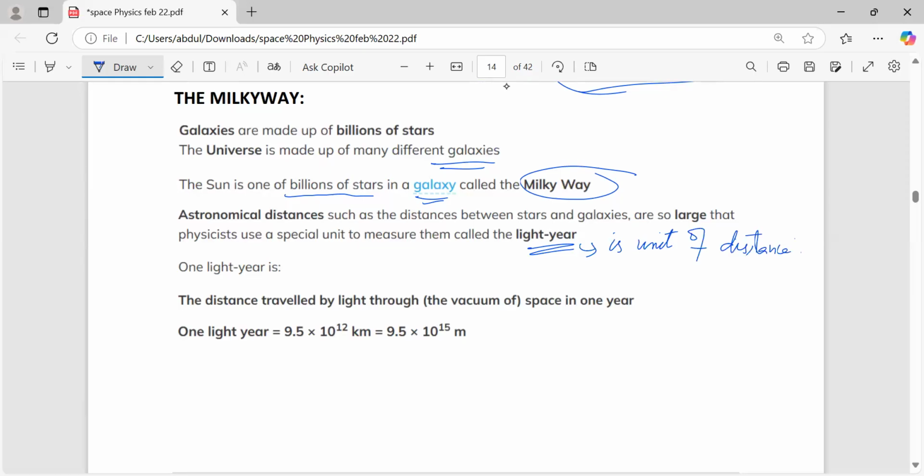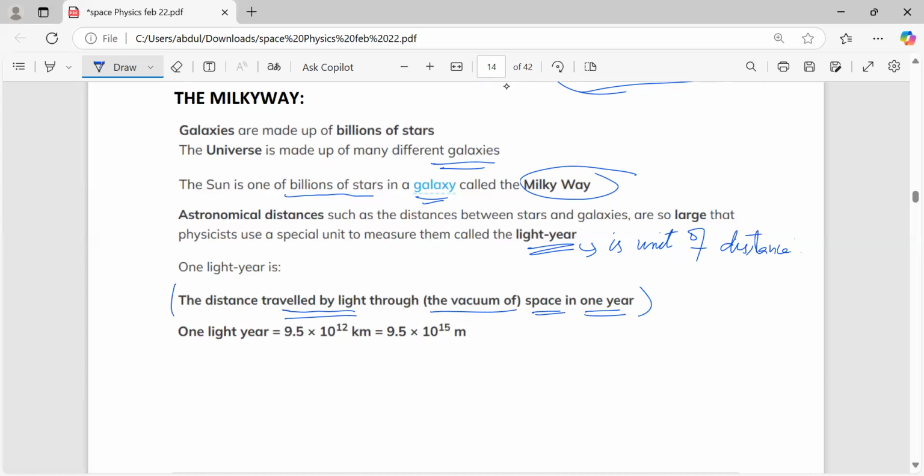What is 1 light year? See, first of all, the definition: the distance traveled by light through the vacuum of space in 1 year. The sun is not at a distance of 1 light year from us, because it takes hardly 8 minutes for the light to travel from the sun to reach the Earth.